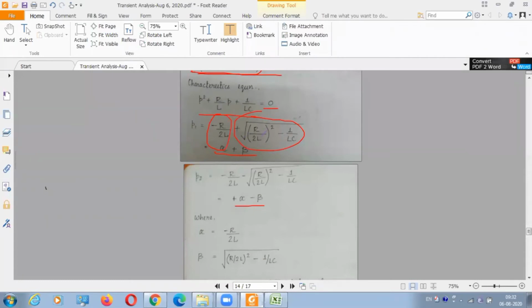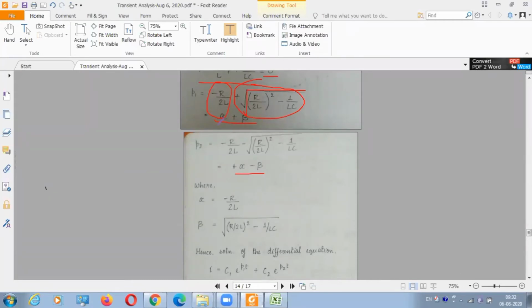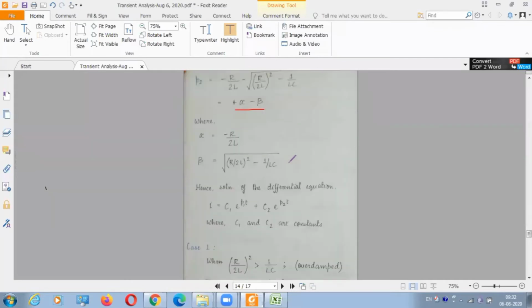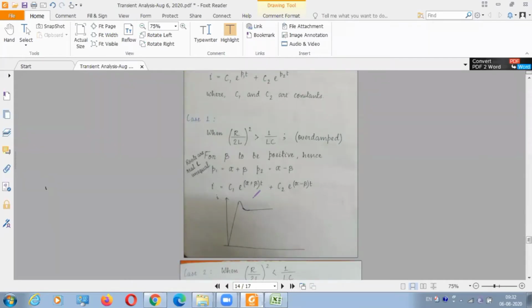So if r by 2l whole square is greater than 1 by lc, what will happen? Under the root you will get a positive term, so once it will be alpha plus beta, once alpha minus beta. It will be two distinct roots. One will be suppose 5, one will be suppose 10. So for that we have a solution. I just need to tell you the case. If it is greater than this, it is called the overdamped condition: r by 2l whole square greater than 1 by lc, when the square root term is positive.